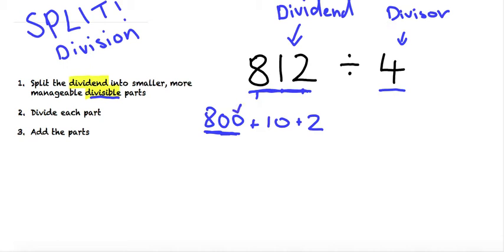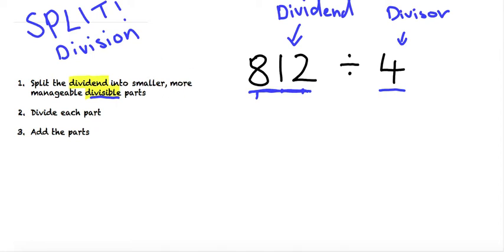Good. What about 10? Is 10 divisible by 4? Well, I know that 8 is divisible by 4. 8 can be shared into 4 groups. But 10 can't. 12 can. 10 is not divisible by 4. 10 will not share equally among 4. There will be some left over. So we can't split it into these parts. We've got to think of some other parts that we can split 812 into.